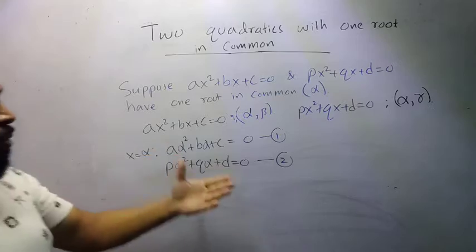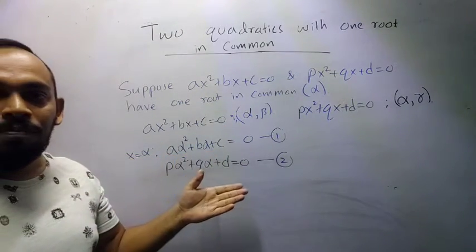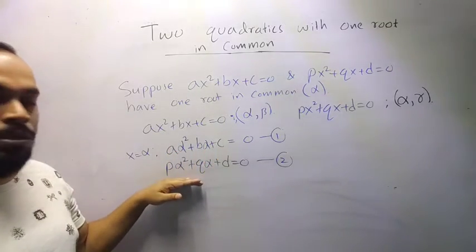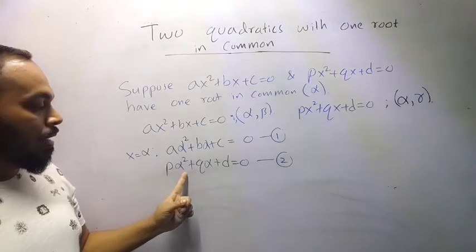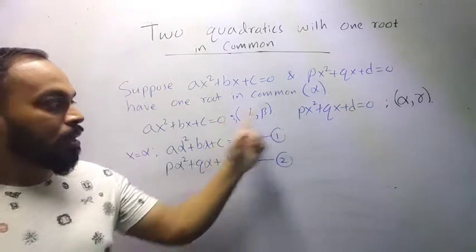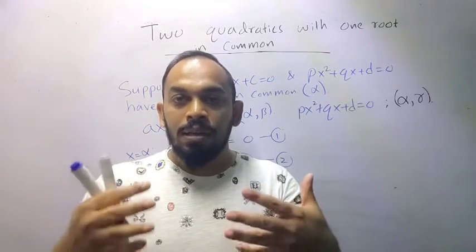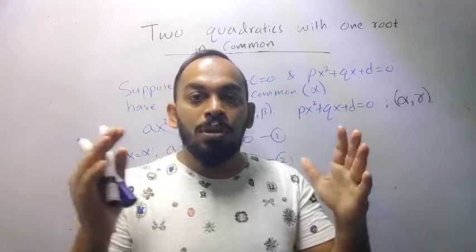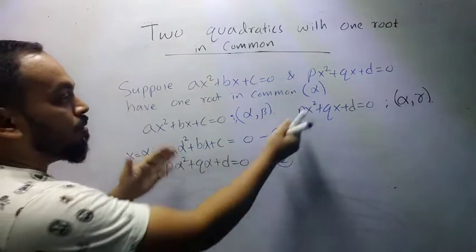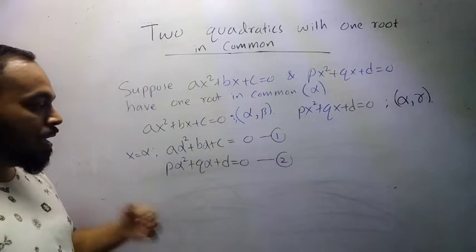We can actually use one of them to find alpha. In that case, we will get alpha in terms of a, b and c. If we use the other quadratic equation to obtain alpha, we will get alpha in terms of p, q and d. But since alpha is common to both quadratic equations, we should make use of the fact that both quadratic equations are involved in this. So we have to use the coefficients in both quadratic equations.